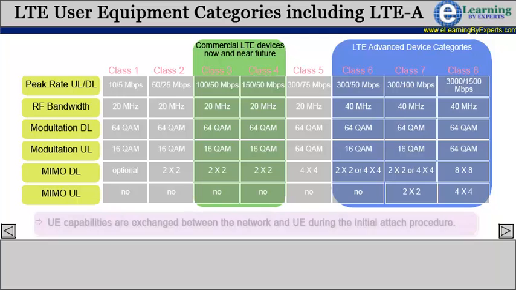UE capabilities are exchanged between the network and UE during the initial attach procedure. Attach procedure in LTE Advanced is unchanged compared with LTE Release 8. After EPS bearer setup and during the UE capability transfer, the device identifies itself as LTE Release 10 capable by providing additional information on top of the standard LTE Release 8 capabilities.